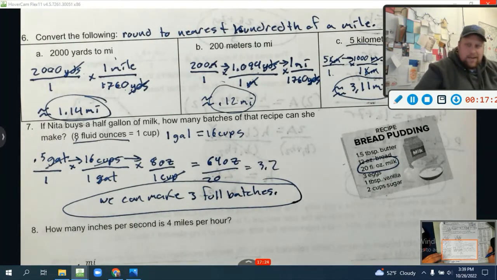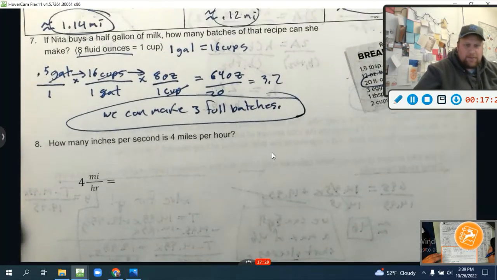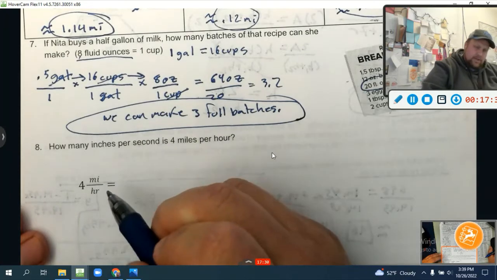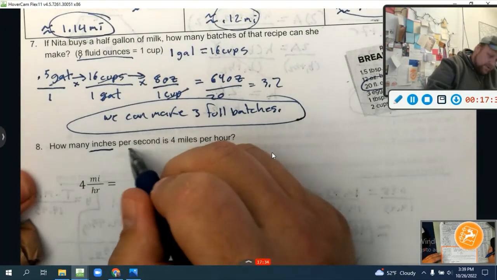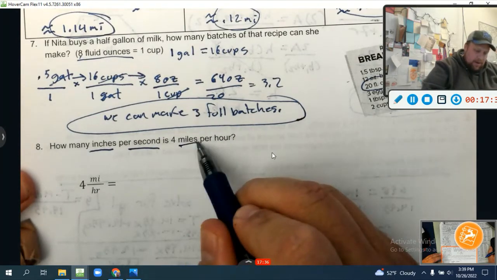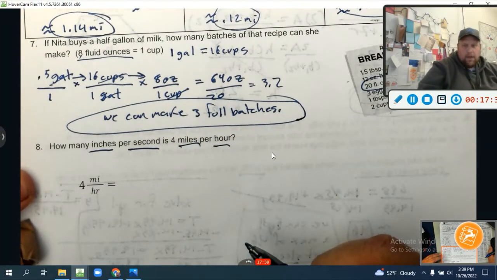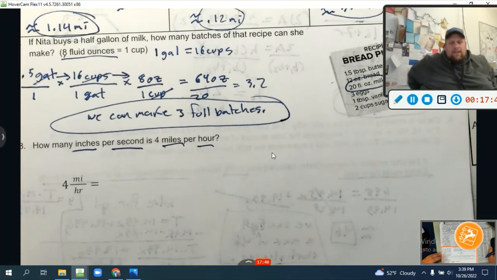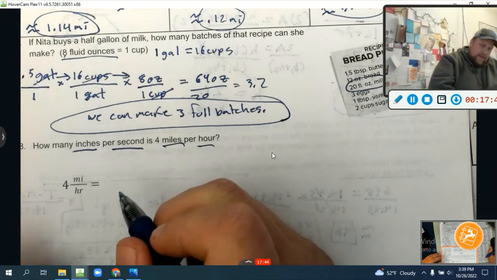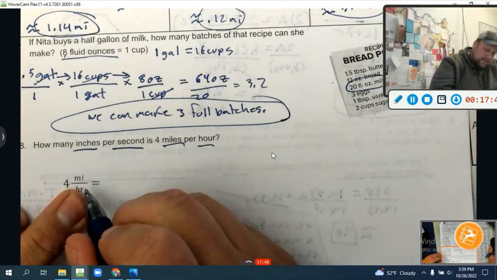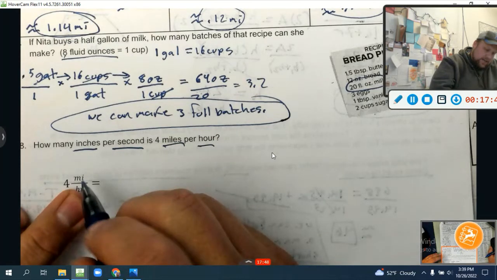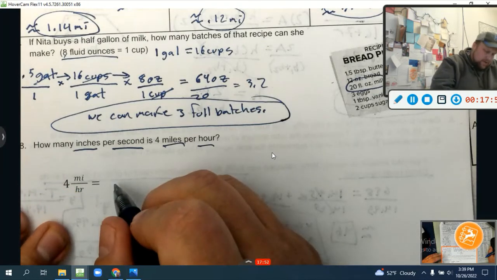Okay, one last problem. This one's got actually quite a bit to it. This one's a little different because we need to change units on top and bottom. Because watch this. I want to say how many inches per second is 4 miles per hour. Whenever you have to change the top and the bottom, guys, you have to be careful, okay? So in this case, we are going to focus on the top first. I need to change miles to inches. So let's do that.